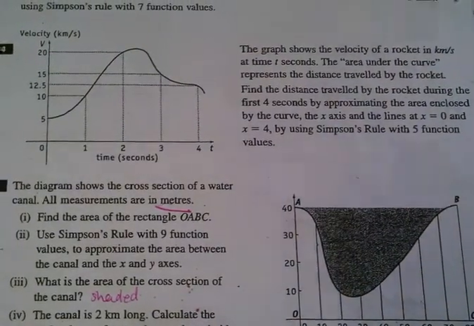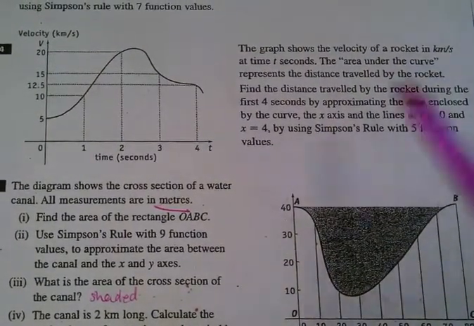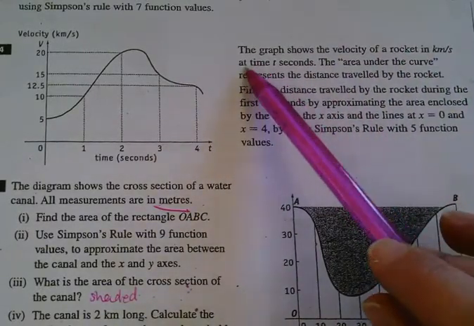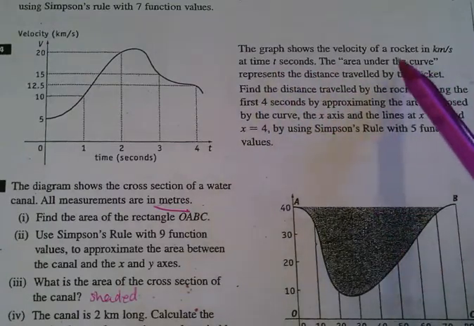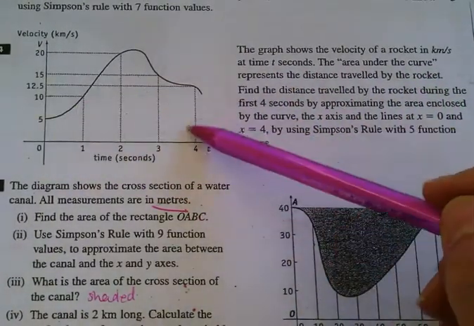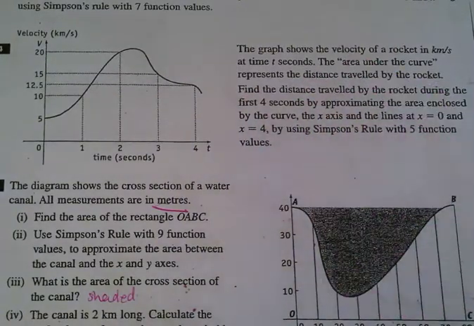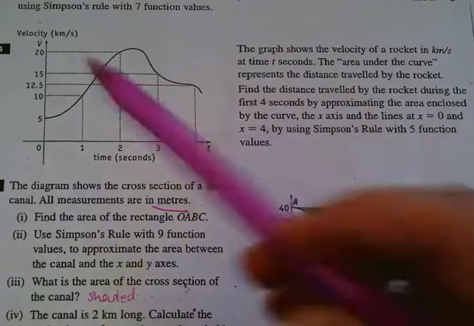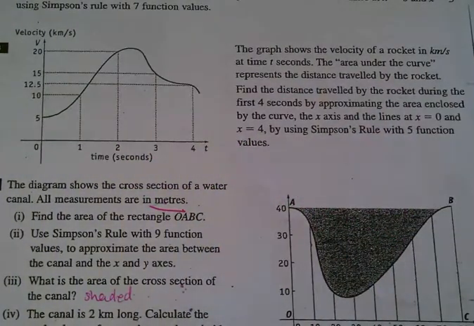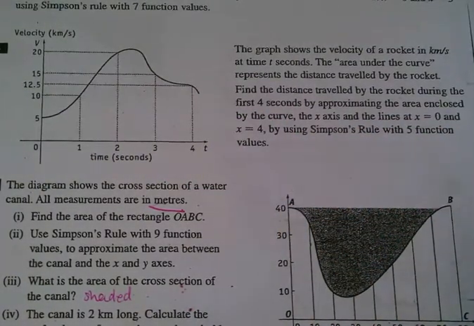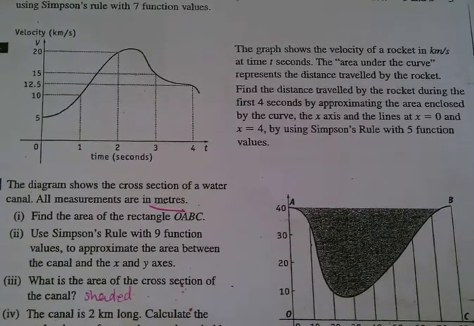Now, this is an application. The graph shows the velocity of a rocket in kilometers per second at time t seconds. Now, it tells you here that the area under the curve represents the distance traveled by the rocket. It's asking you to find the distance traveled by the rocket during the first 4 seconds by approximating the area. So they just want the area underneath this. Do you want to just practice one with Simpsons? And then we'll move on.